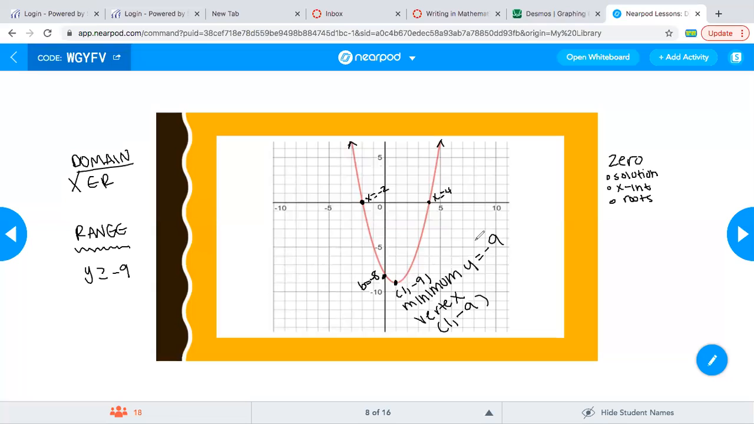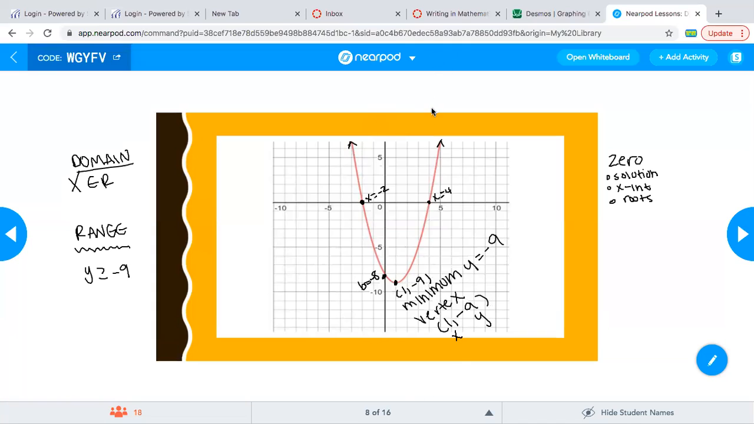So the vertex is the minimum or the maximum of a graph. This graph has a minimum. At the minimum, the y value is -9. The vertex is the actual point of the minimum, and that would be (1, -9). That's the x and y value.